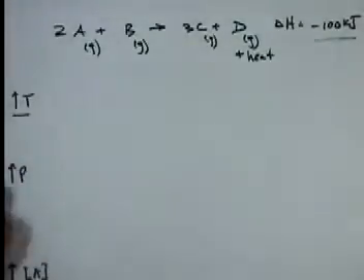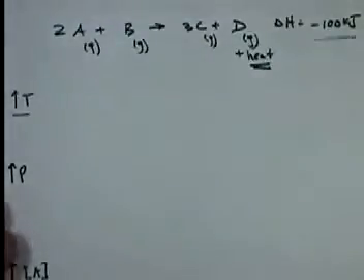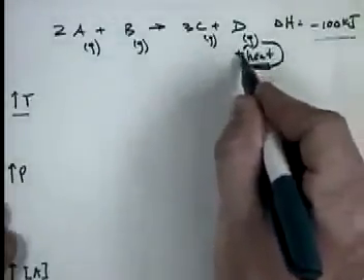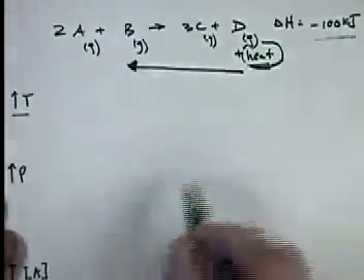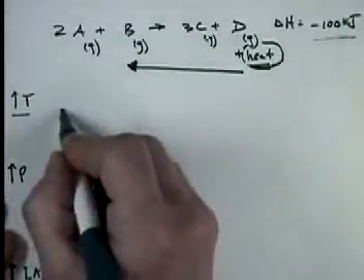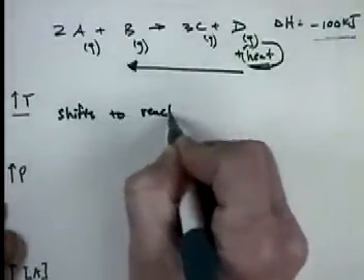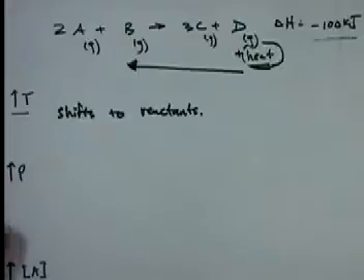Okay, what happens if we increase the temperature of this system? Well, if we increase the temperature, that means we're increasing the amount of heat, correct? If we increase the amount of heat, that means this concentration right here will be going up, and so we should be driving the reaction to the left. So we can say that it shifts to the reactants, because we've added some heat to the system.